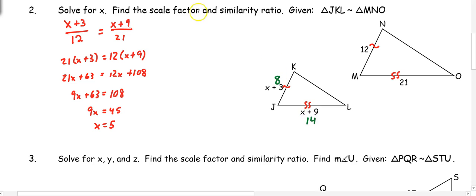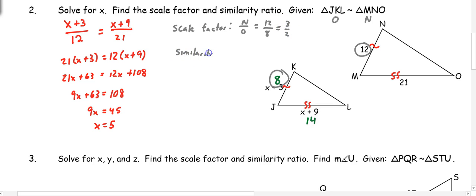So to find my similarity ratio, remember that scale factor, we're going to do scale factor first. So scale factor, remember, is our new over our old. So when we're given a statement, old is the first one, new is the second one. So we're going to pick a set of sides. I'm going to pick the 8 and the 12 side. So I would have 12 over 8, which reduces to 3 over 2. The similarity ratio then, remember, is old over new. So we could do 8 over 12, or remember it's just the reciprocal, so 2/3.